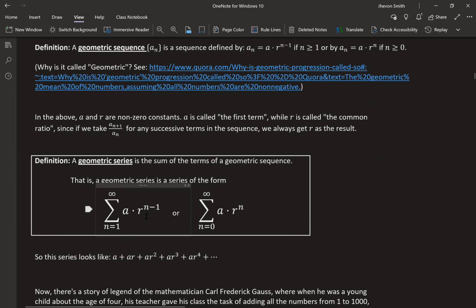If I sum the terms of a geometric sequence, I get what's called a geometric series. These are series of these two forms. You should know that your a and your r are constants. They are constants. That's very important.